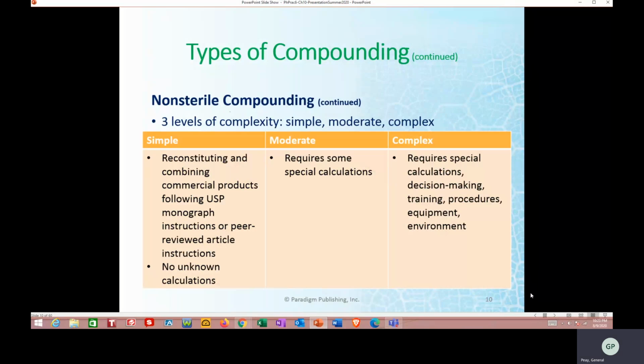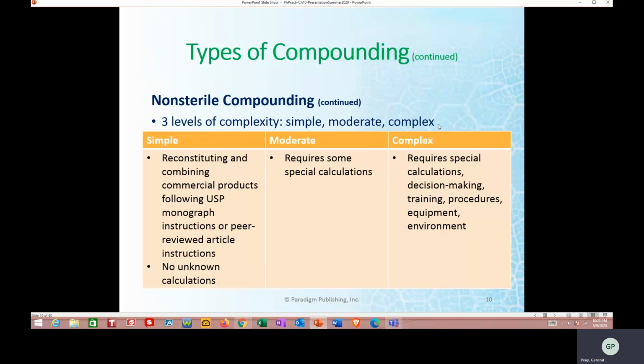So non-sterile compounding has 3 levels of complexity: simple, moderate, and complex. And this is pretty accurate. They have put this into 3 different categories. There's some compounding that's very simple. You just add this and add that, maybe shake it, and you're done. So those are the real easy ones.